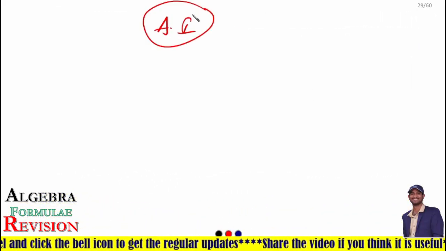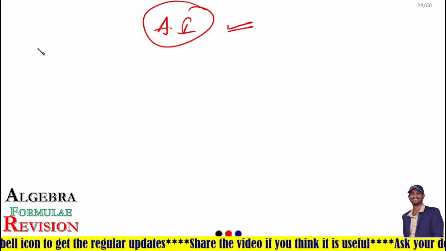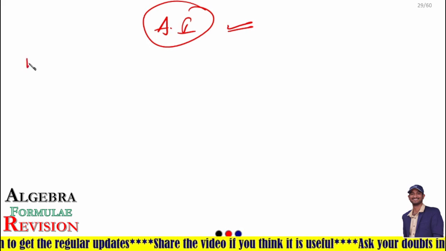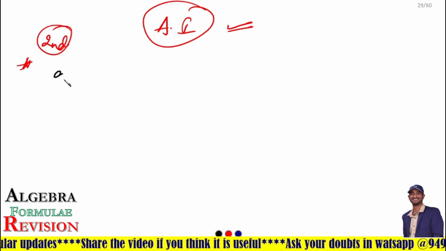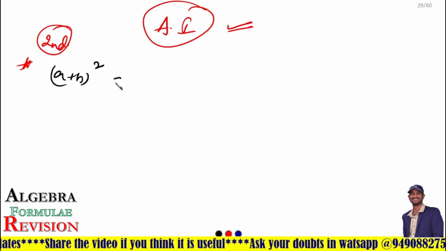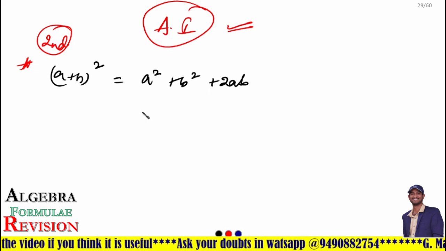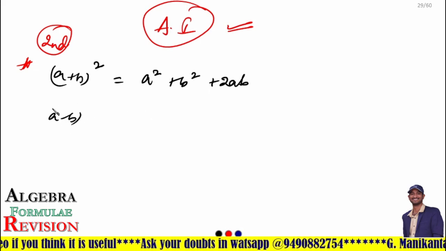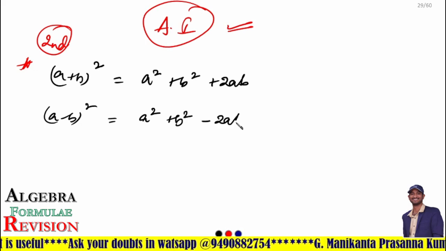Next we have algebraic identities. We have so many algebraic identities. So once we'll revise all the identities with first, second degree identities. Second degree. What are those identities? (A plus B) whole square, which is equal to A square plus B square plus 2AB. Everybody can say this. (A minus B) whole square is equal to A square plus B square minus 2AB.